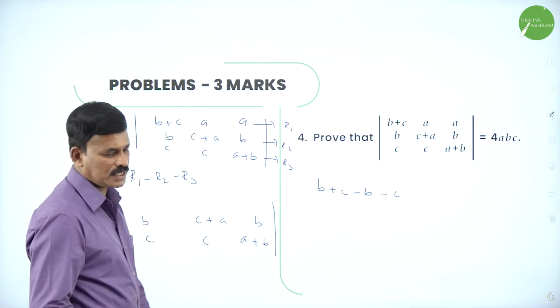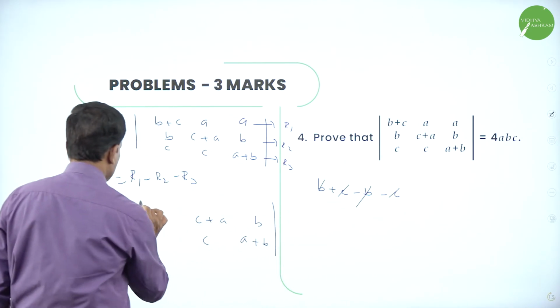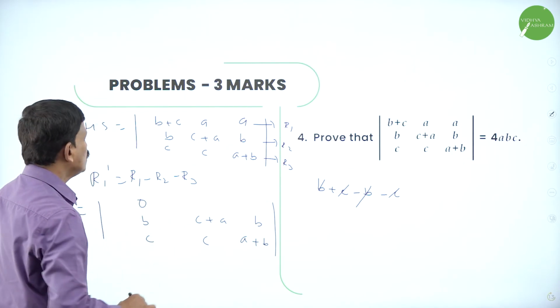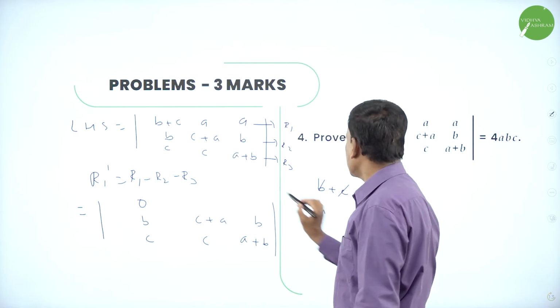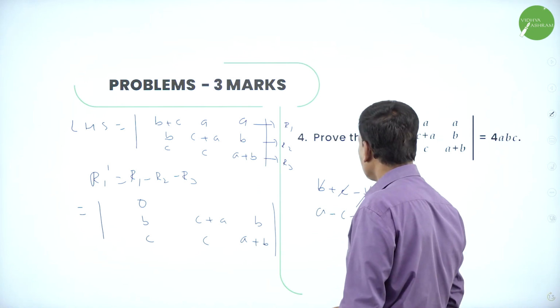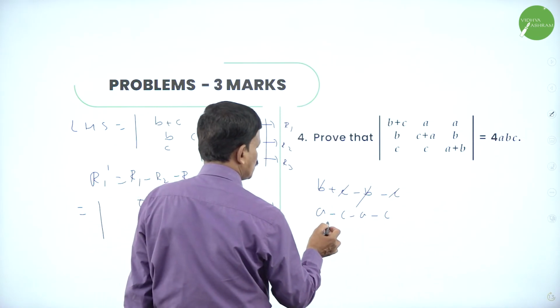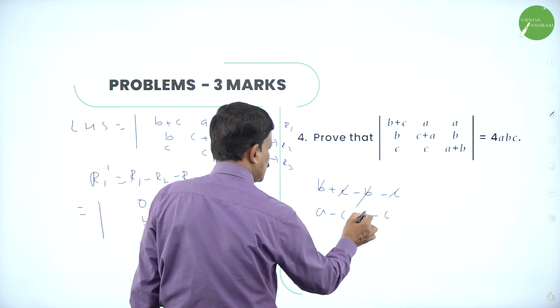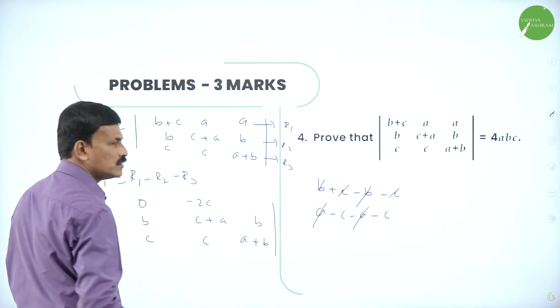Minus B plus B gets cancelled. Plus C minus C gets cancelled. This reduces to 0. Now let us come to the second element. A minus of C minus A minus C. So observe carefully. What happens? Which elements get cancelled? Here minus A plus A gets cancelled. Minus C is minus 2C.